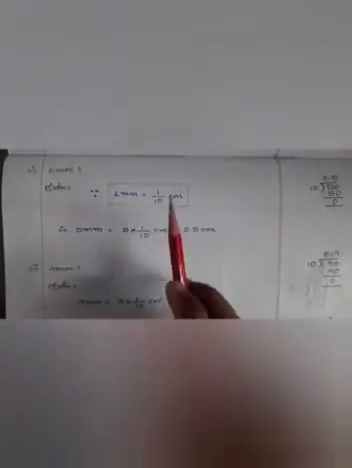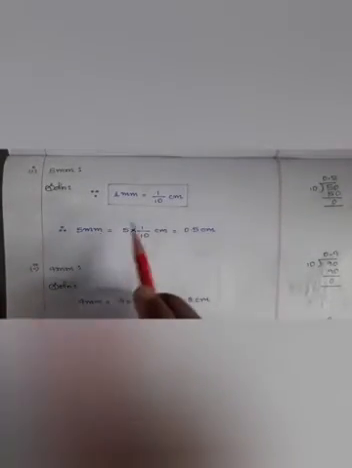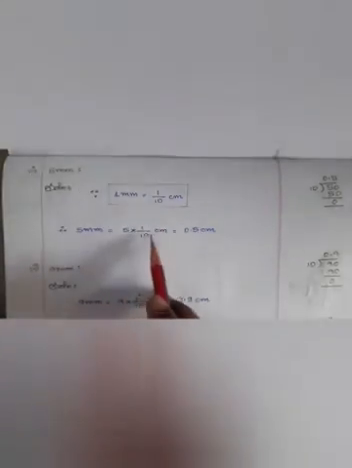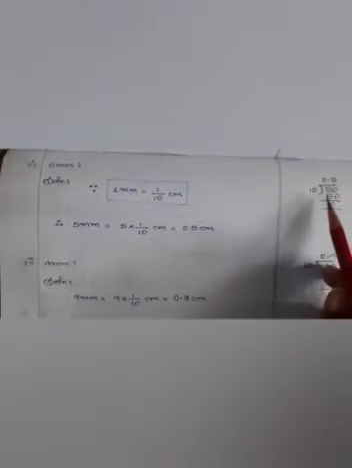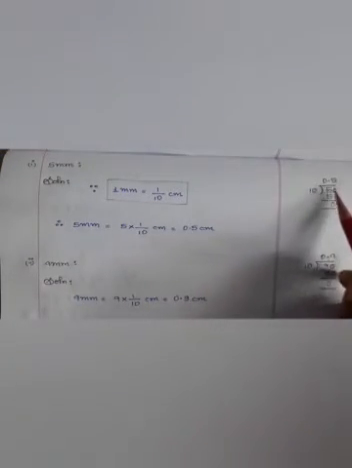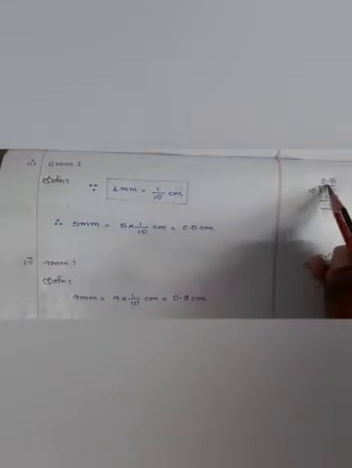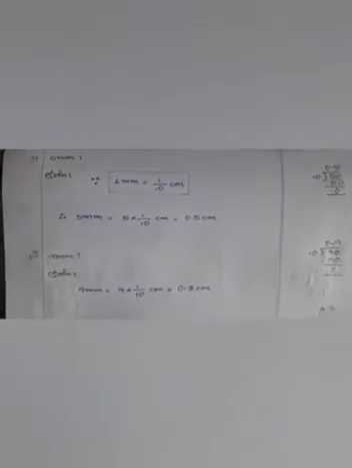So here it is 5 millimeter. Multiply this with 1 by 10 centimeter. When you are going to change it to centimeter, this 5 will be taken into 1 by 10 centimeter. When you divide 5 by 10, since it is smaller than 10, you are going to put one decimal point and put one 0 here. So 5 tens are 50. Therefore, the answer is 0.5 centimeter.